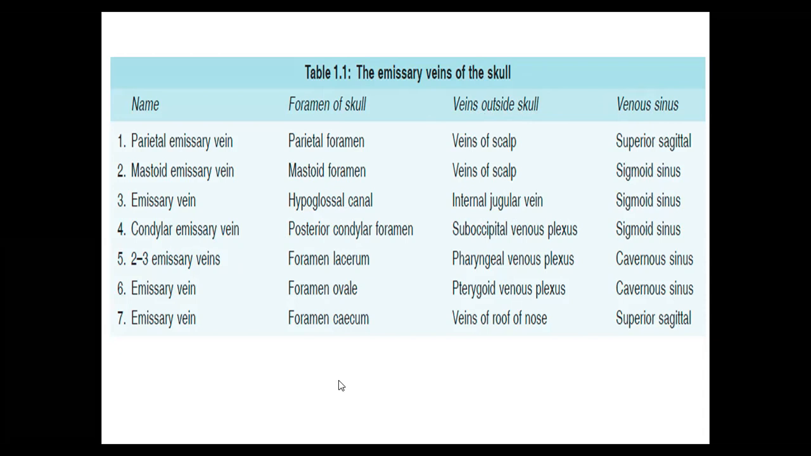So hence, if there is any infection outside the skull, it immediately gets transmitted to the brain, and there may be thrombosis, clotting of blood inside the brain. Okay. So all 7 emissary veins, I want every one of you to learn because it's very, very important. Okay. So I hope you understood.